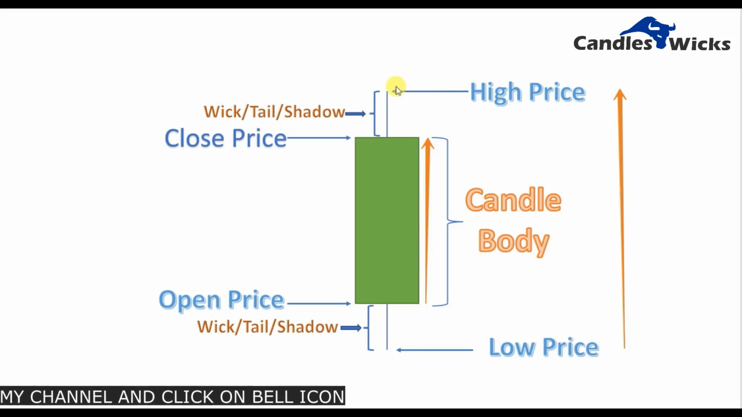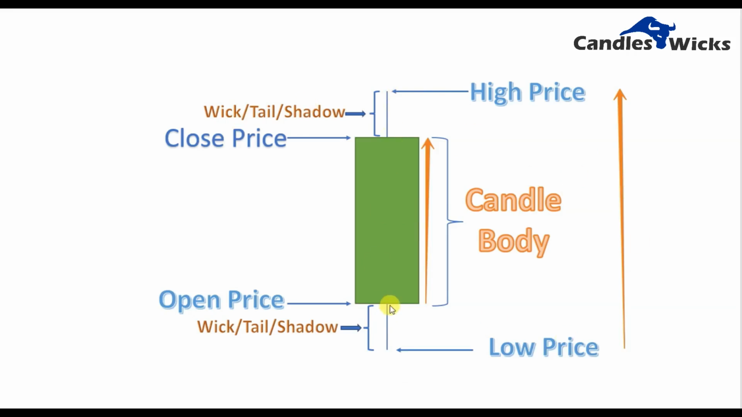And these, high price to close price and open price to low price, are called wick, tail or shadow. Some people call it wick, some people call it tail, and some people call it shadow.